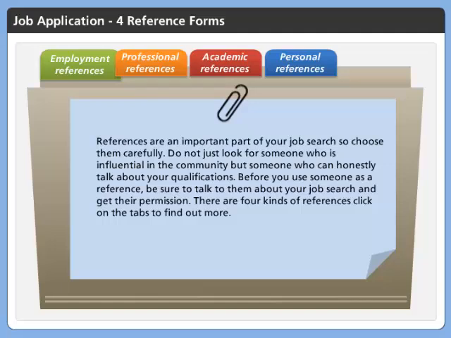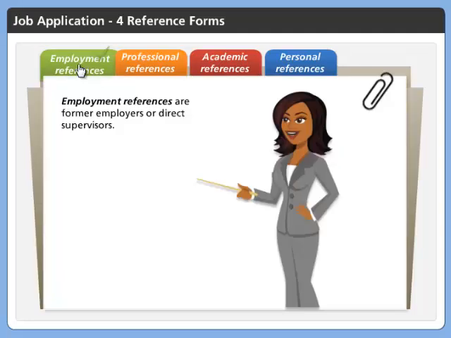References are an important part of your job search, so choose them carefully. Do not just look for someone who is influential in the community, but someone who can honestly talk about your qualifications. Before you use someone as a reference, be sure to talk to them about your job search and get their permission. There are 4 kinds of references. Click on the tabs to find out more.